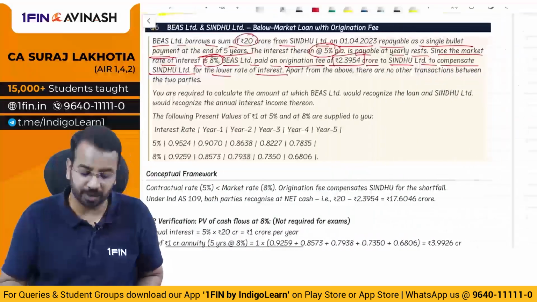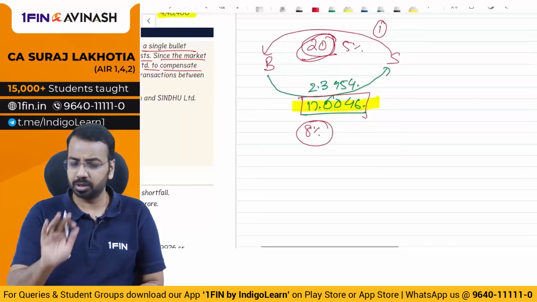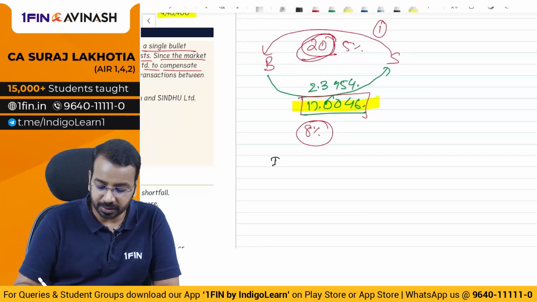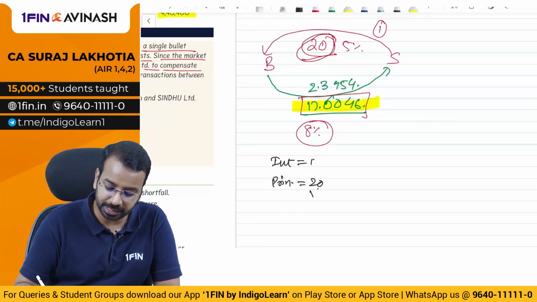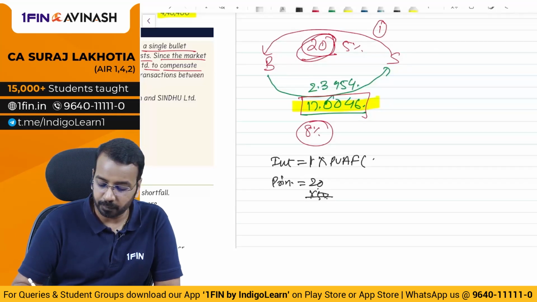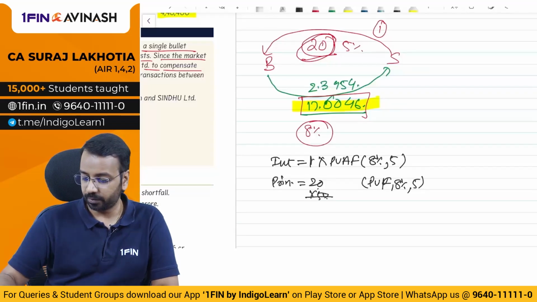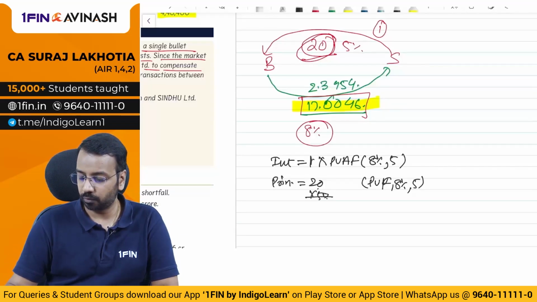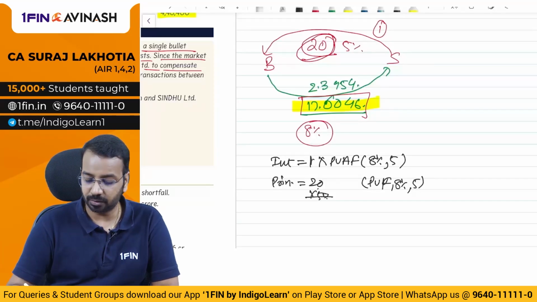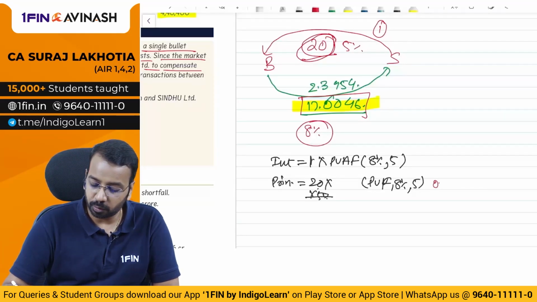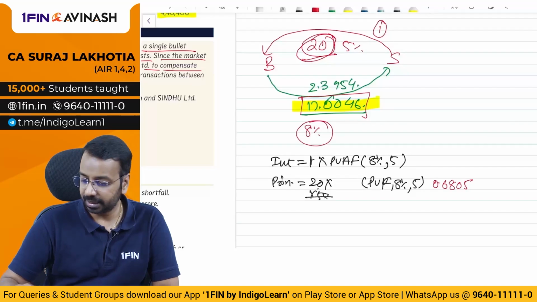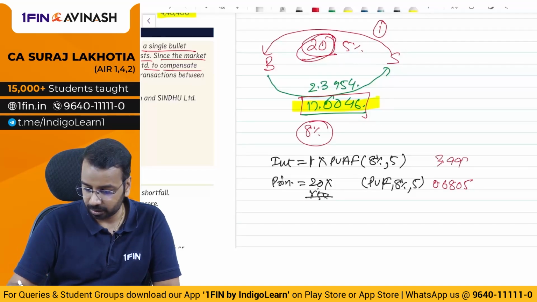5 years only, no? Yeah, 5 years, right? So, if you want to check, it's only for checking and understanding. How much is interest? Interest is 1. Principal is how much? Principal is 20. How did we get 1? 20 into 5%. Now, this into present value annuity factor of 8% for 5 years and this is present value factor at 8% for 5 years. 1 divided by 1.08, 1 time, 2, 3, 4, 5. We get 0.6805. How much? 0.6805 and grand total we get 3.9927.